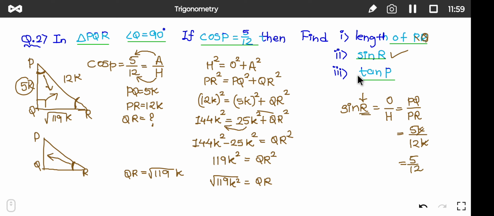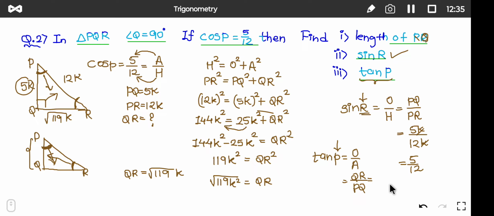And the third question is that we have to find out tan P. So tan P. So angle is here P. So we have to look at from angle P. So tan is nothing but opposite upon adjacent. So the opposite side of angle P, okay, you can see that from here, P angle is here. So opposite side of P, which is QR. So QR divided by adjacent of side P. So adjacent side of P is PQ.